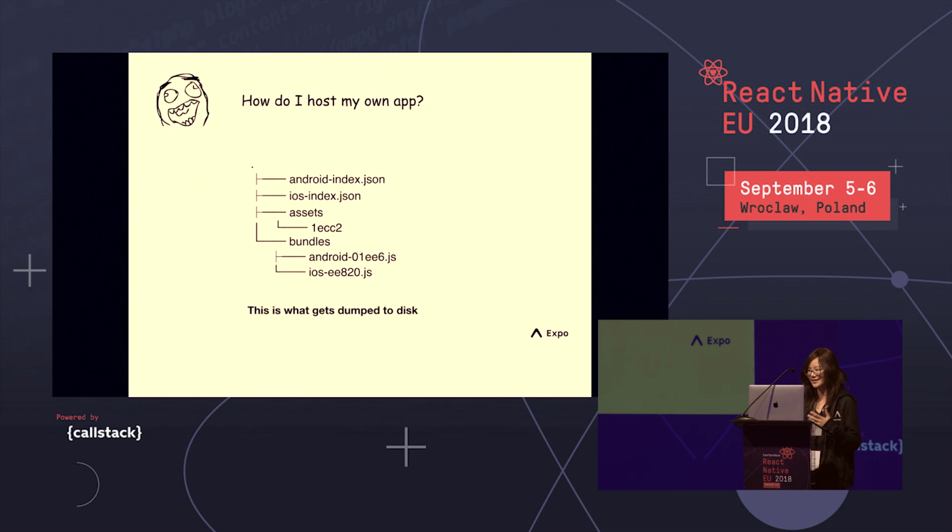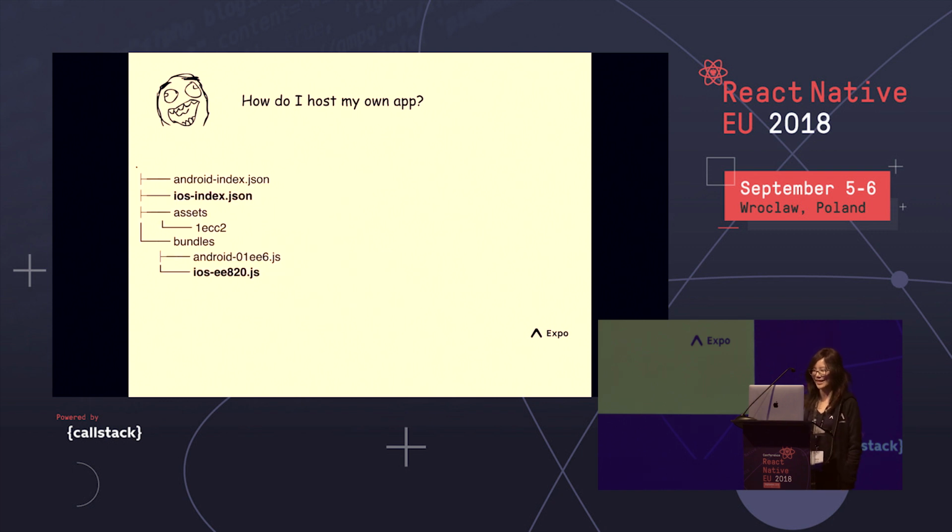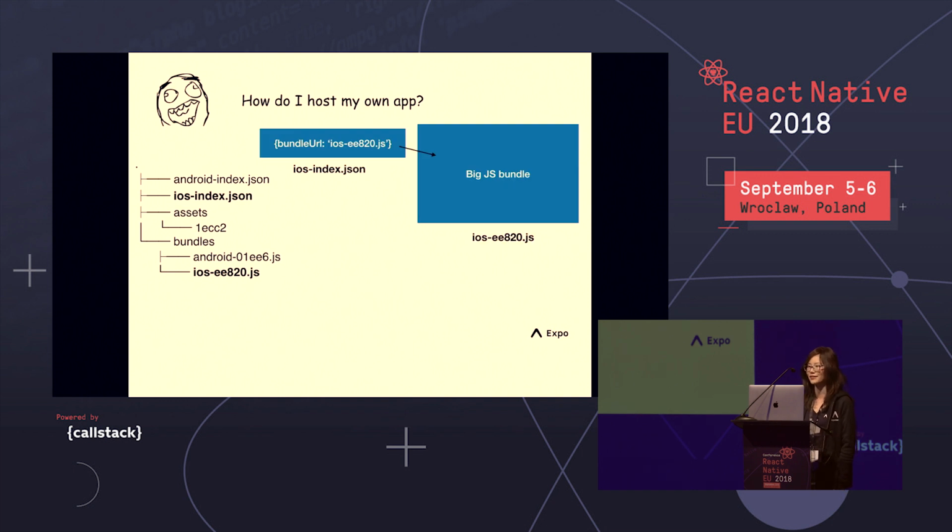So what it dumps to disk is something like this. And a lot of these files may look really familiar. So you'll see this index.json and a JavaScript bundle, and you can see it paired for the iOS platform. So if you recall, we were talking earlier about an index.json file pointing to a big JavaScript bundle. So we've got this index.json and JavaScript bundle pair for both the Android platform and the iOS platform. You might also notice that we've got some assets dumped to file, but we'll talk about that stuff later.